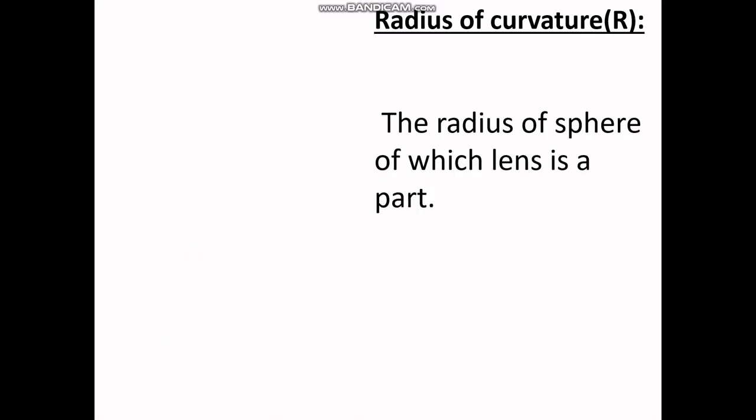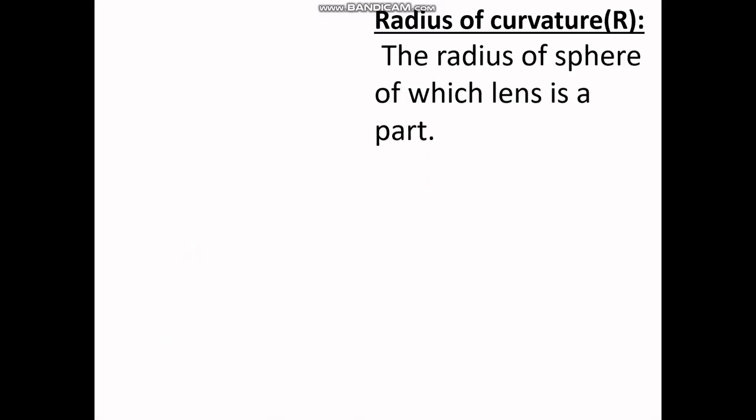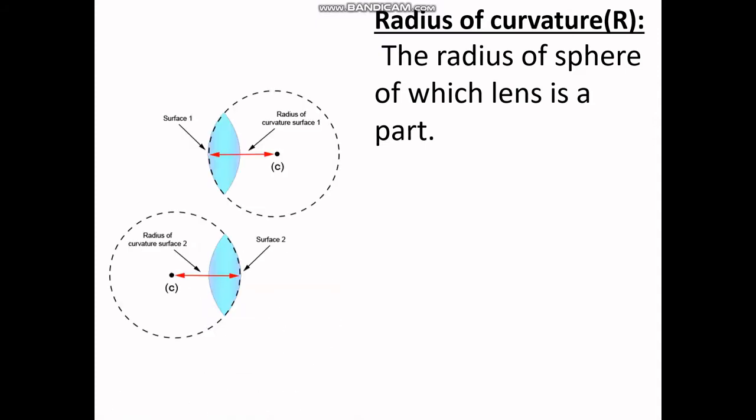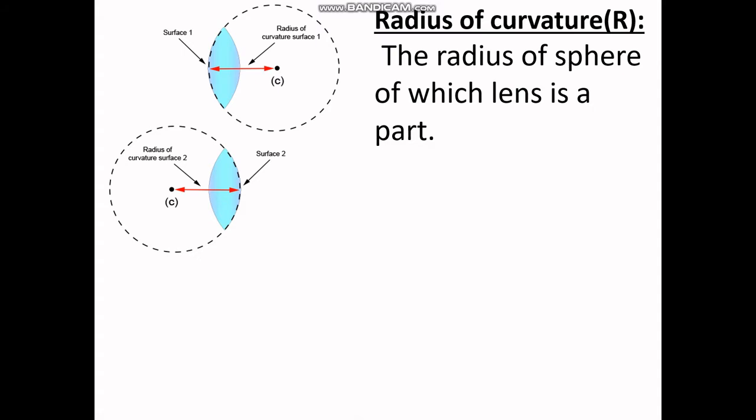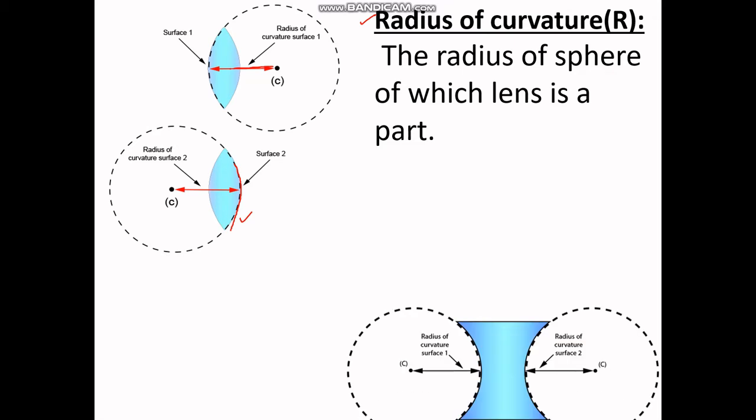Radius of curvature. The radius of a sphere of which the lens is a part is the radius of curvature. Now here you can see a convex lens. So over here you can see that the convex lens is part of this sphere. So this radius is known as radius of curvature. Here also we have shown you the radius of curvature, but of the other part of the lens, right?